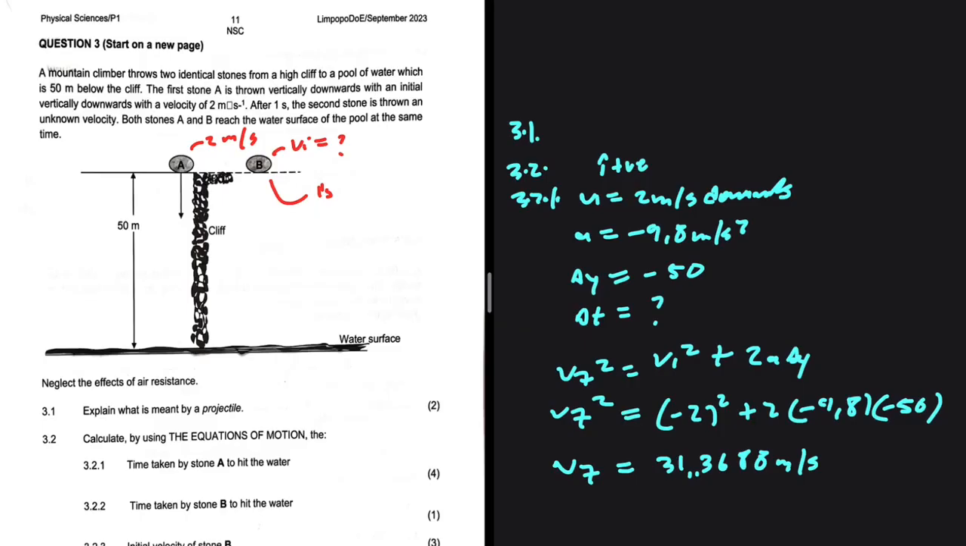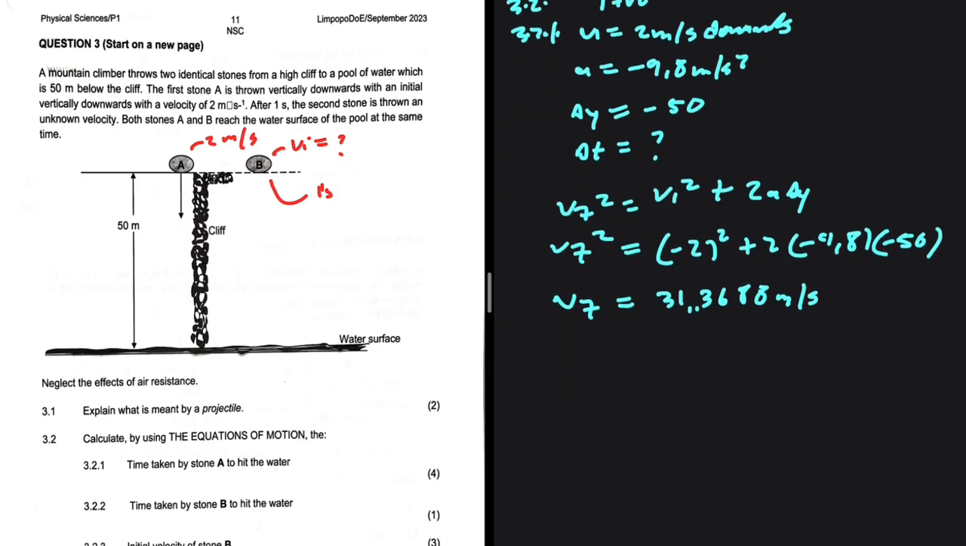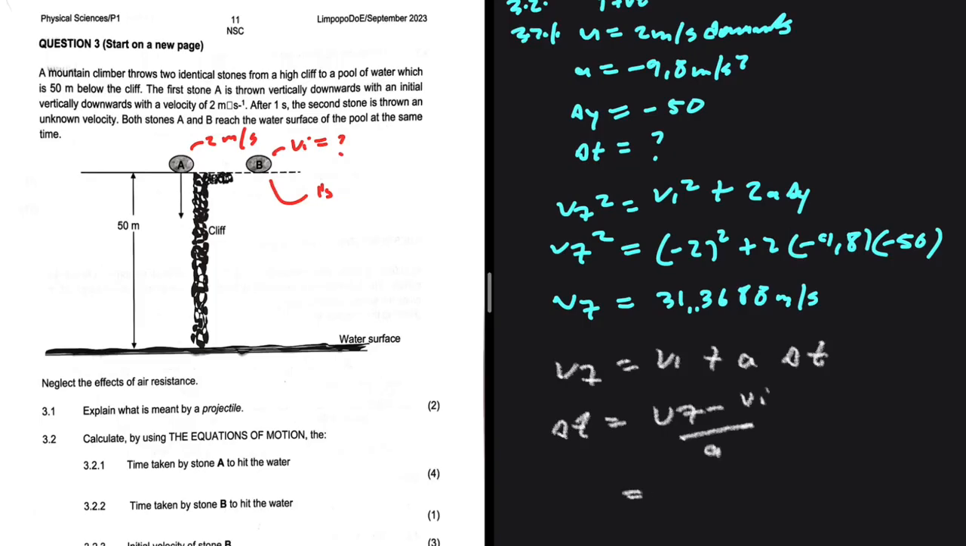When I use it next, I'm going to put a negative sign. You need to be aware of that, right? So now that I have Vf, I'm going to say that Vf is equal to Vi plus a delta t. So delta t is equal to Vf minus Vi divided by the acceleration.